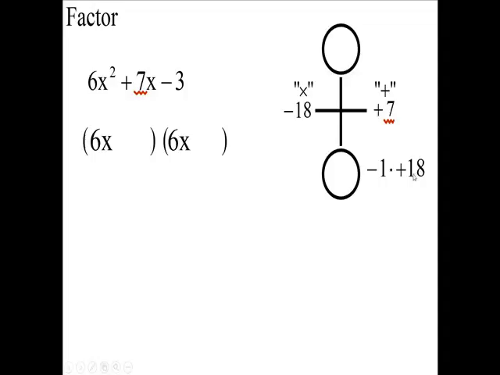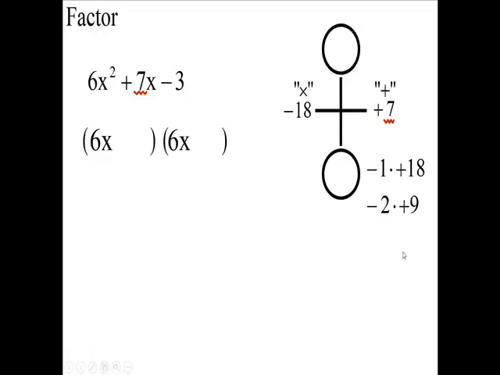Now go back to this one here. We have a plus 18 and a minus 1. The signs must be different to come up with a negative 18 as a product. The 18 is larger, so it must be the plus to come up with a plus sum. Now, 18 minus 1 is 17, so forget that one. Try the 2 times 9. Negative 2 times 9 is negative 18, and 9 minus 2 is 7.